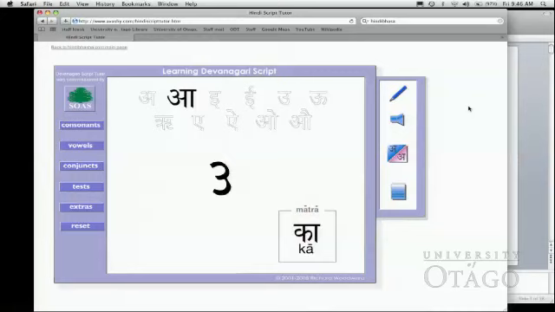The next vowel. Okay, see how to write it again. And pronounce together. Aa. Example. Aaj. आज.